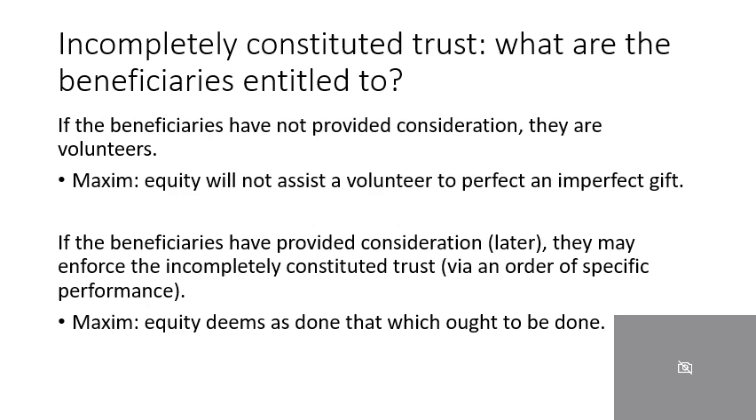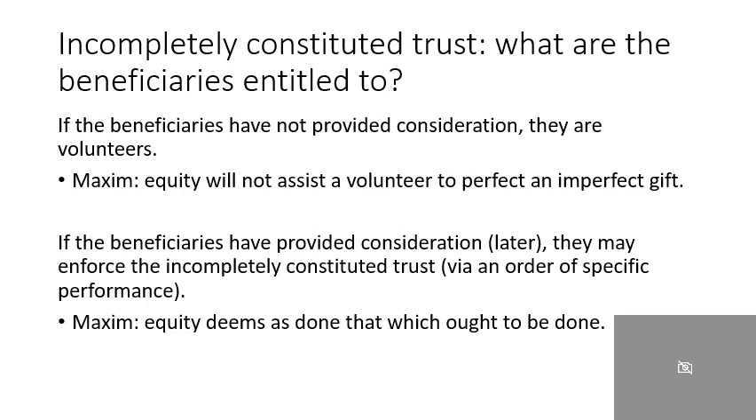Now, if, however, the beneficiaries have provided some sort of consideration, equity recognizes other forms of consideration other than money or money's worth, and we will look at what these are later. Then they are no longer volunteers, because if they have provided something that's accepted in equity as consideration, they can enforce the incompletely constituted trust, meaning they can go to court and ask for an order of specific performance.